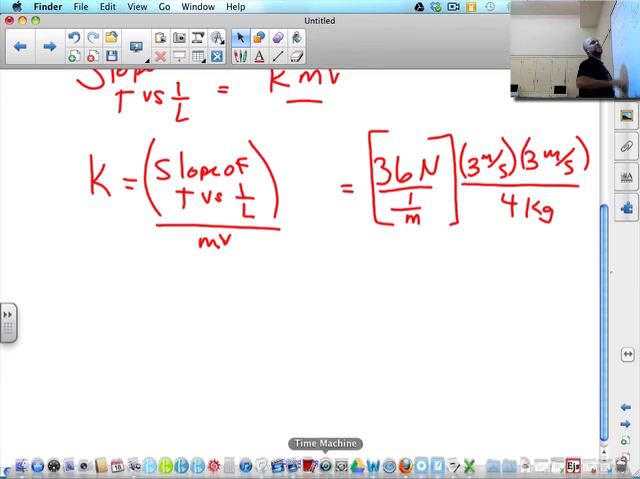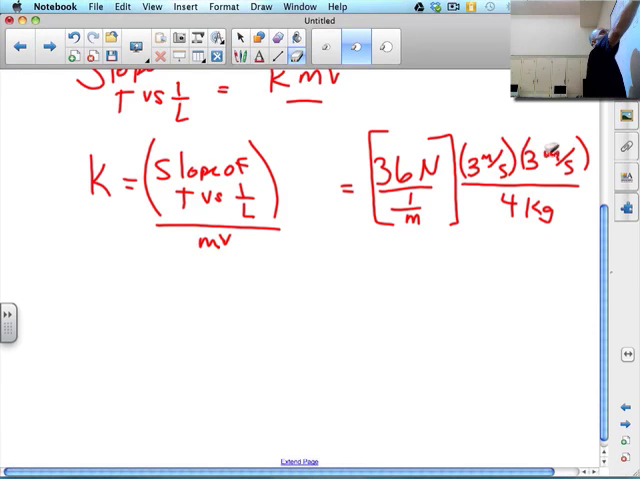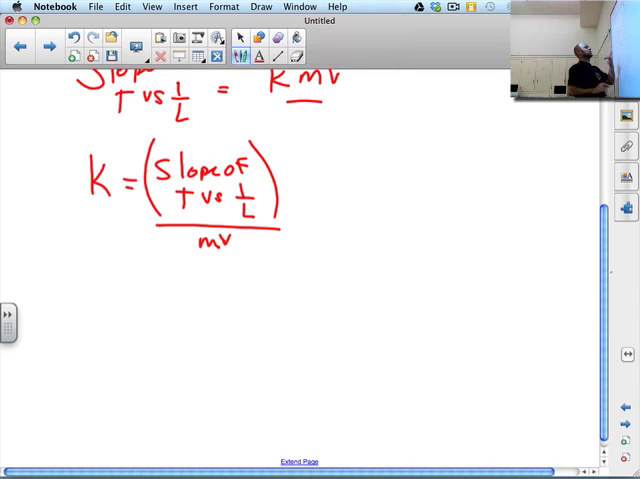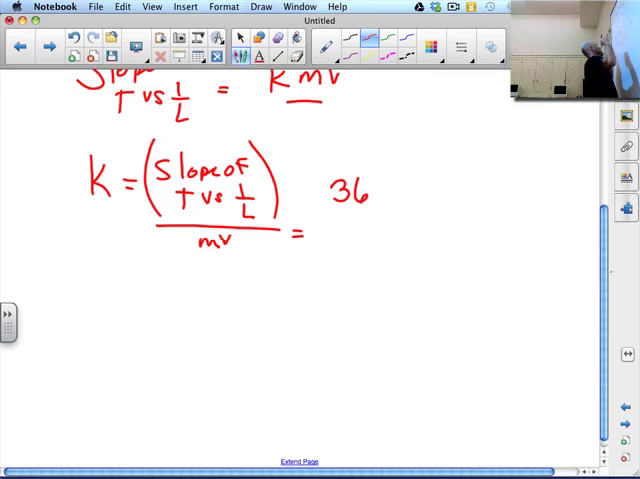I'll just rewrite it. How's that? You'll read me the numbers again, please. All right. So what was the slope of the t versus 1 over L? 36. And the units would still have to be newtons over 1 over meter, right? So that's my slope. Now I'm going to multiply by 1 over mv squared because I think it'll look prettier. m was what? 4, that's kilograms. And this is v squared.